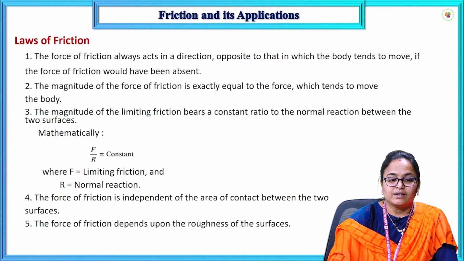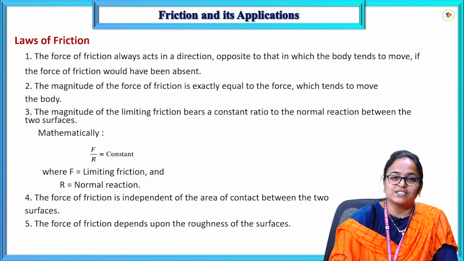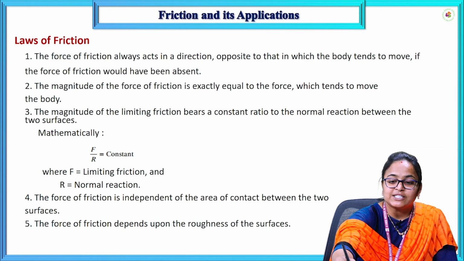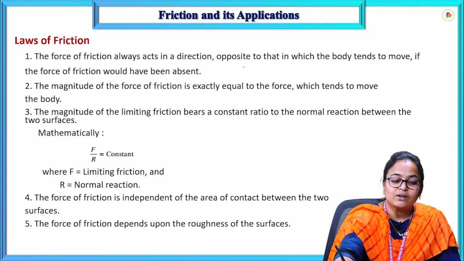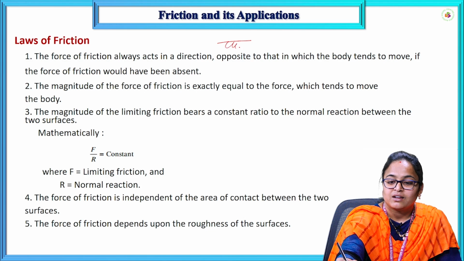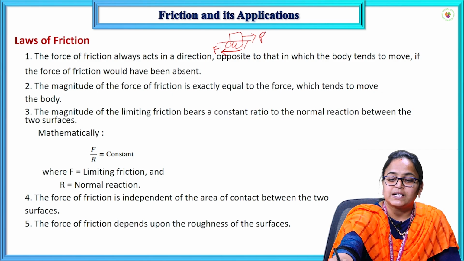Next one, coming to the laws of friction, there are some laws of friction in the friction concept. Coming to the first law of friction, frictional force always acts opposite to the movement of the body. So for example, this is the surface or floor. On this we are keeping one block. If this block is moved by the application of some external force, there will be a frictional force, that is F, which opposes the applied force.